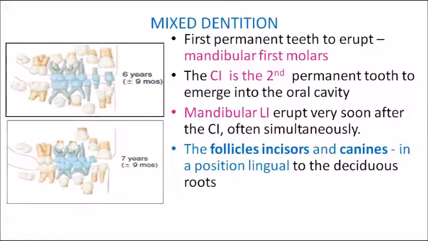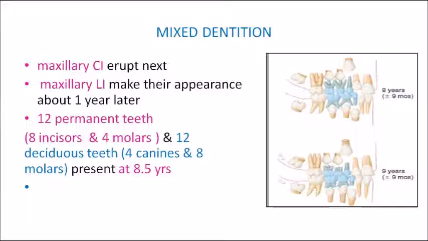And when these central incisors are erupting, the incisor follicles as well as the follicles of the canines will be positioned lingual to the deciduous roots. So if the deciduous tooth is retained, most of the time the permanent incisors will erupt lingually or palatally to the primary incisors. So please again look at these pictures.